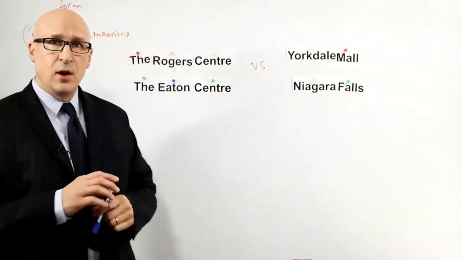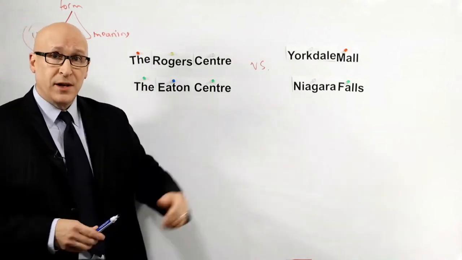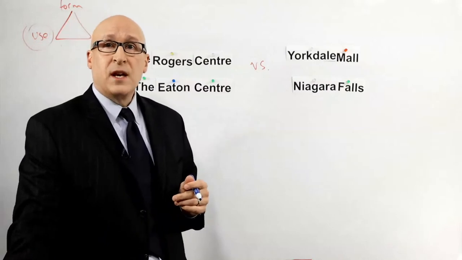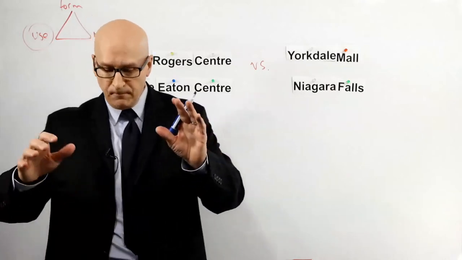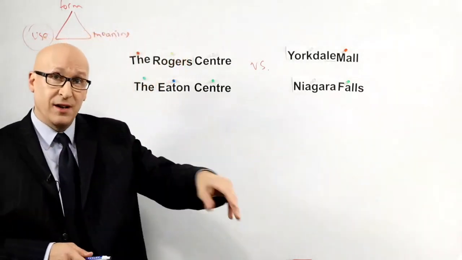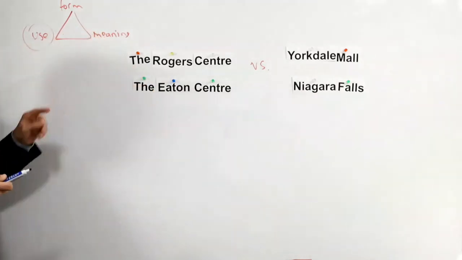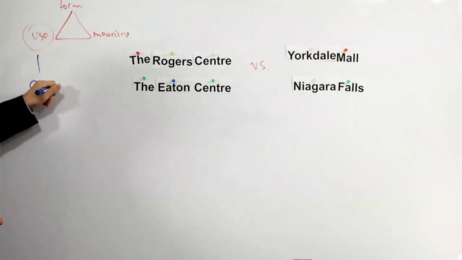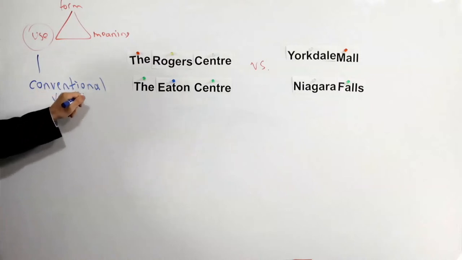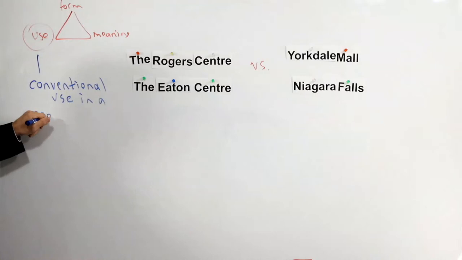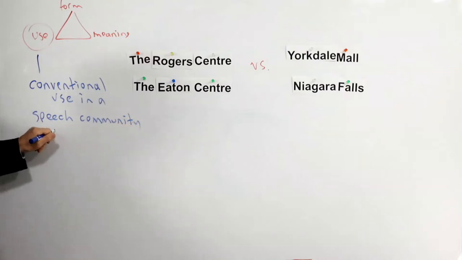All right, so Ryomi wants to know, why do we have an article here and no article here? Okay, there's a couple more graphics I want to share with you. Now I showed you the chart, how we decide on the specific definite article. But in the general use, or let's say conventional use, in a speech community or microculture, right?